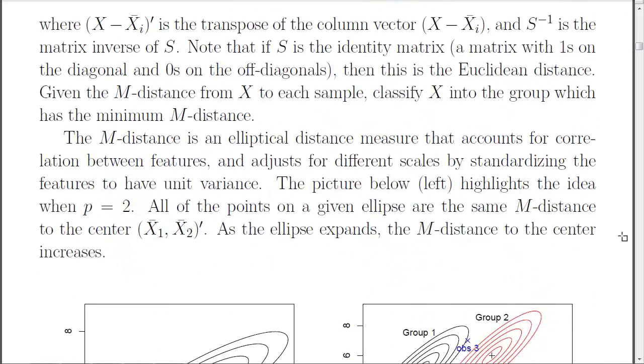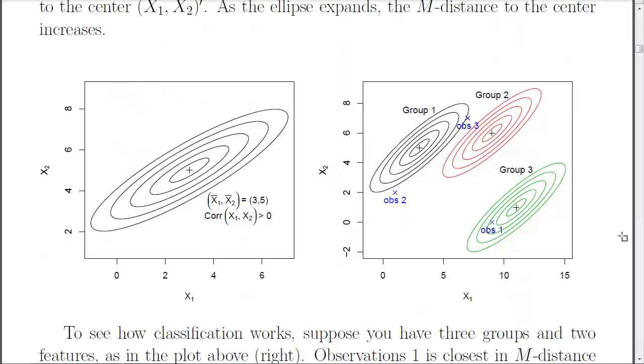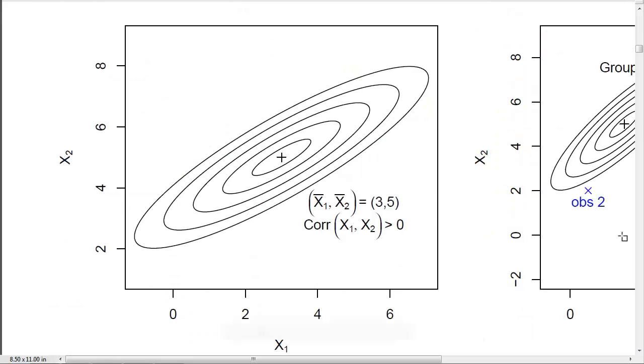Let's take a look at an example. So these ellipses give equal distance from the center point for this distribution, so that when you go out 5 standard deviations along the long direction, you get miles away from the center, whereas if you go the other way, 1, 2, 3, 4, 5, it doesn't seem that far, but in terms of the Mahalanobis distance, those represent the same distance from the data.